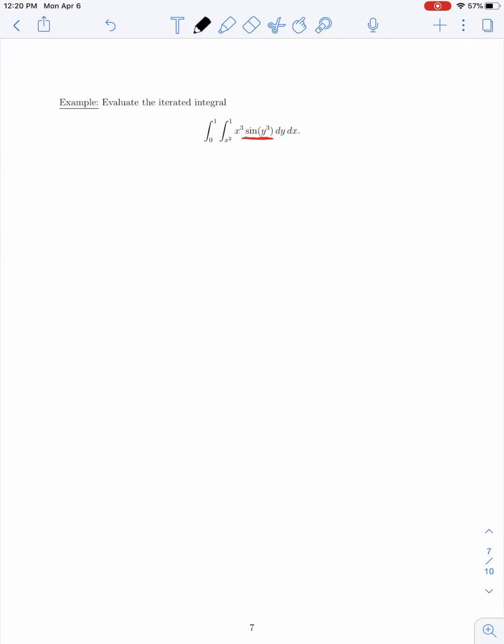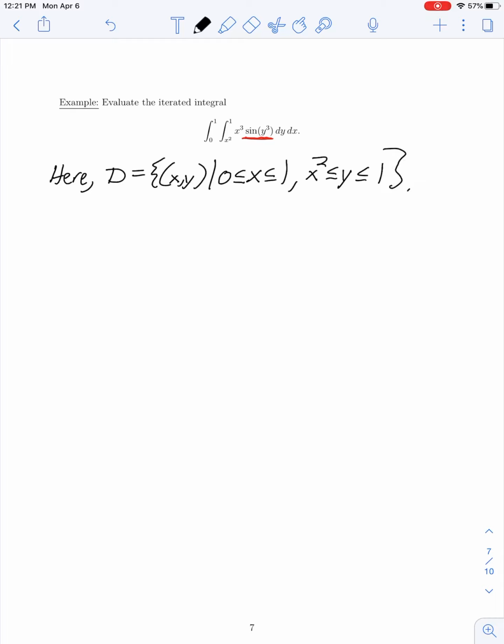So in this example, our region of integration D is described as the set of all points x, y, such that our x values range between the constants 0 and 1, and our y values are bounded below by x squared and above by the constant 1. So let's visualize this region D.